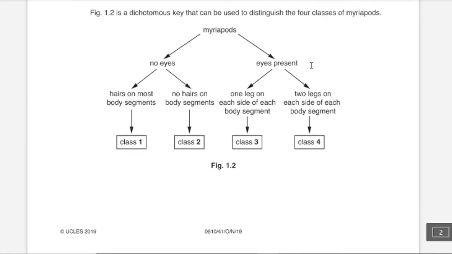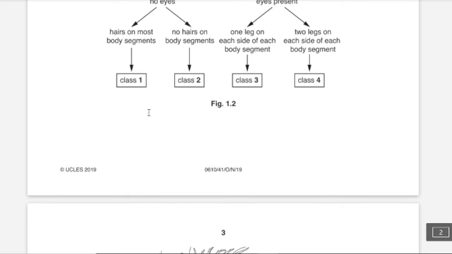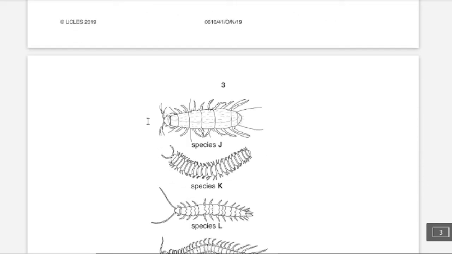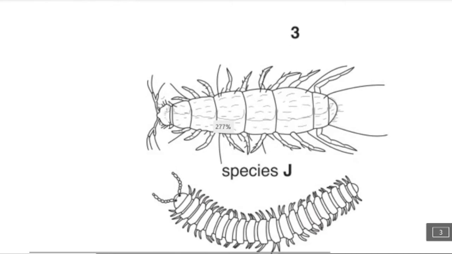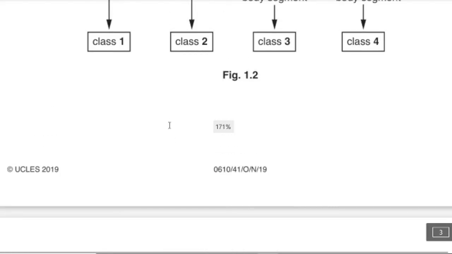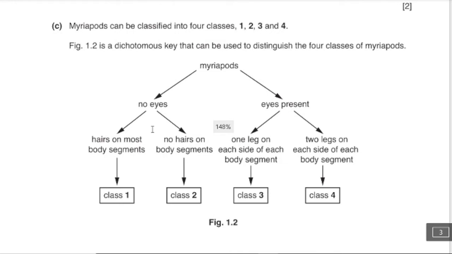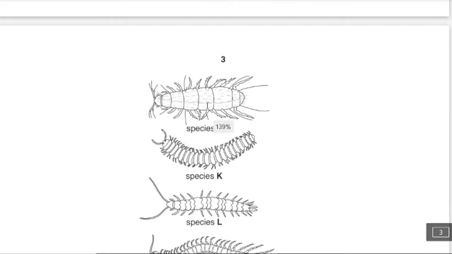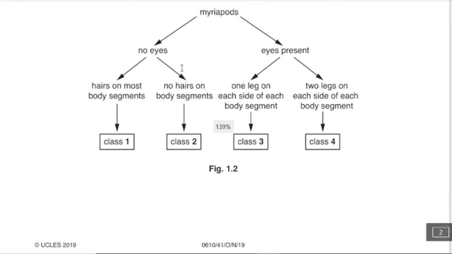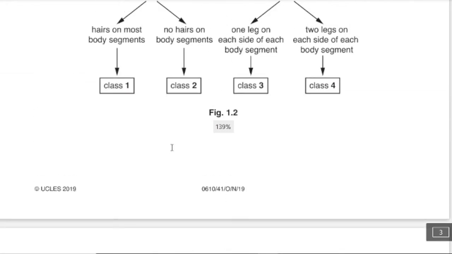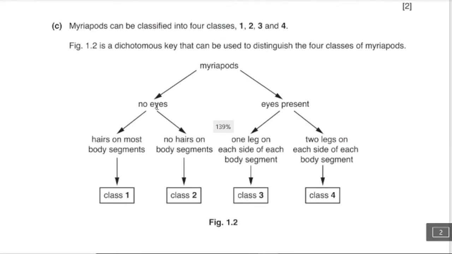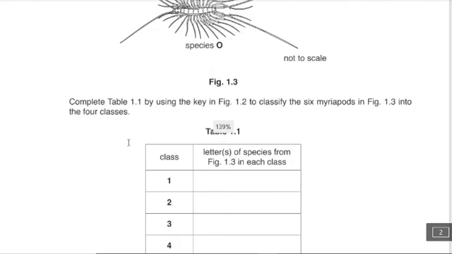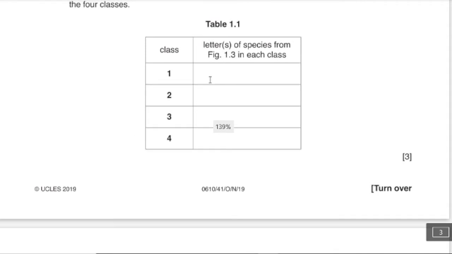So we're supposed to see if the organism has eyes or not. This one doesn't seem to have any eyes that are visible, so we're gonna go with the group with no eyes. And does it have hair on most body segments or not? Let's see. This seems to have these tiny hairs, which means this species J is going to be classified in class 1 because it has no eyes but it has hair on its body segments. So in class 1 we're going to place J.